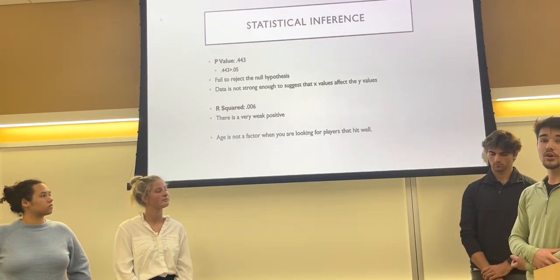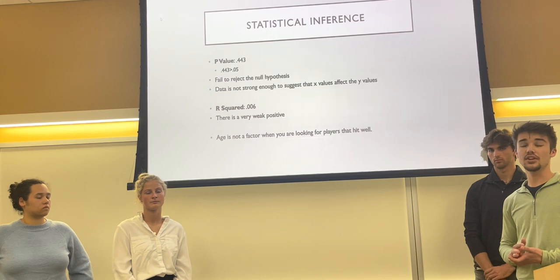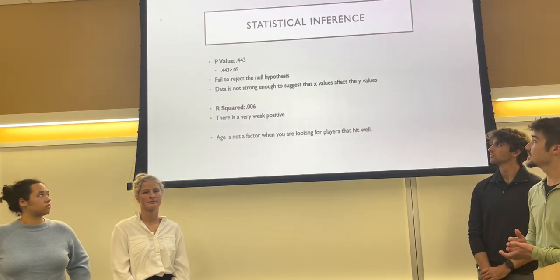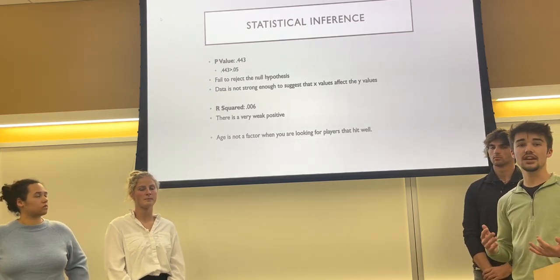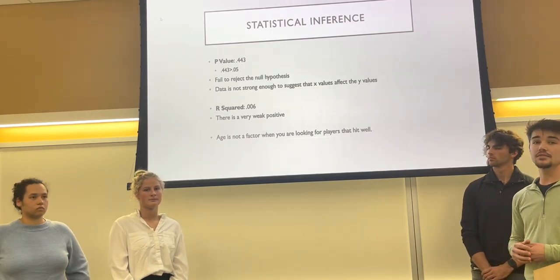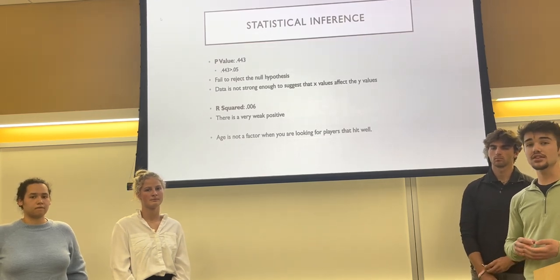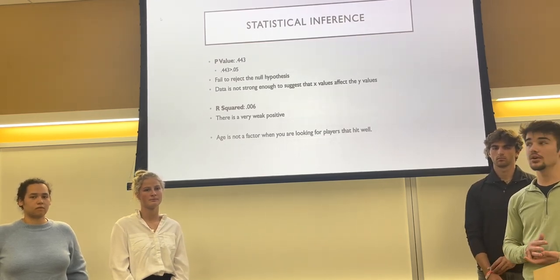I got a p-value of 0.443, which is greater than our 0.05, so we failed to reject the null hypothesis. This just means that our data is not strong enough to suggest that age affects a person's batting average. Through my testing, I got an R-squared value of 0.006. So if there is any correlation at all, it'd be a very, very weak one.